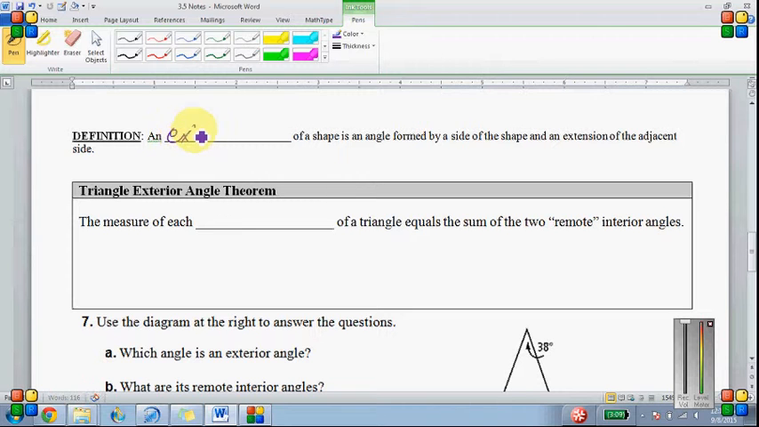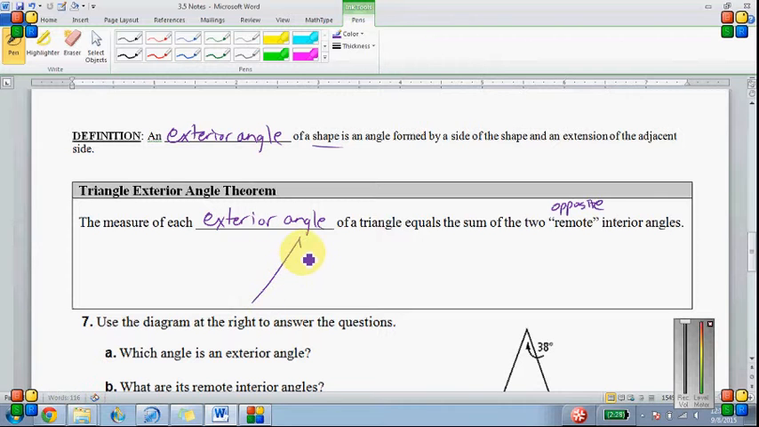Definition. So an exterior angle, so we've been talking about the interior angles of a triangle. An exterior angle of a triangle, or any shape, is an angle formed by a side of the shape and an extension of the adjacent side. Adjacent meaning next to. So we're going to see what that means for a triangle. So the measure of each exterior angle of a triangle equals the sum of the two remote interior angles, or you might see them as opposite interior angles.